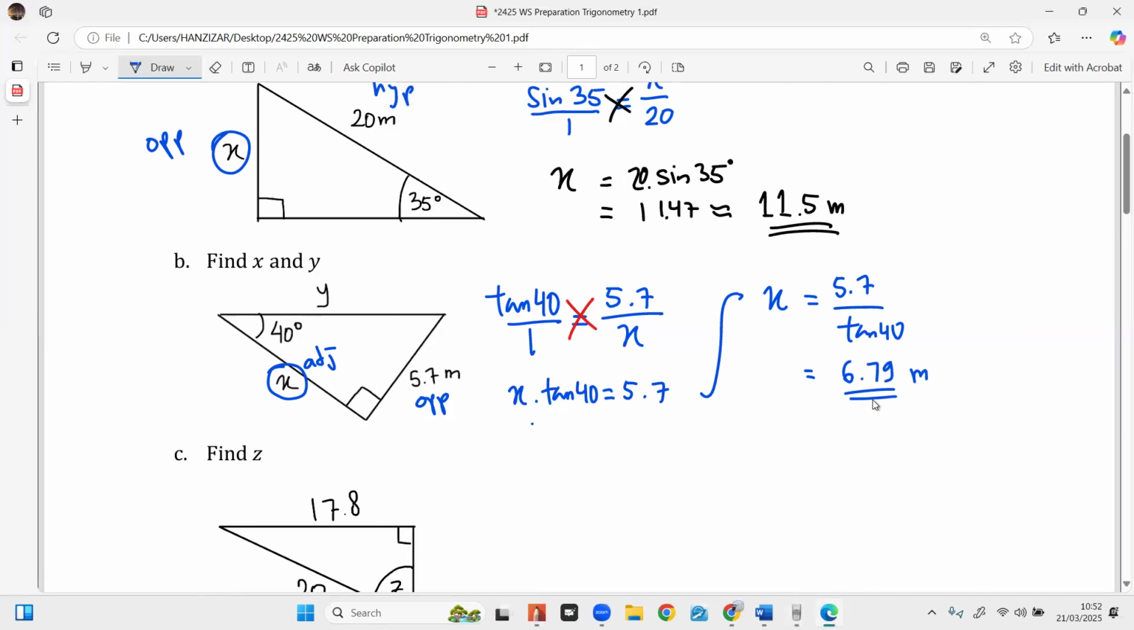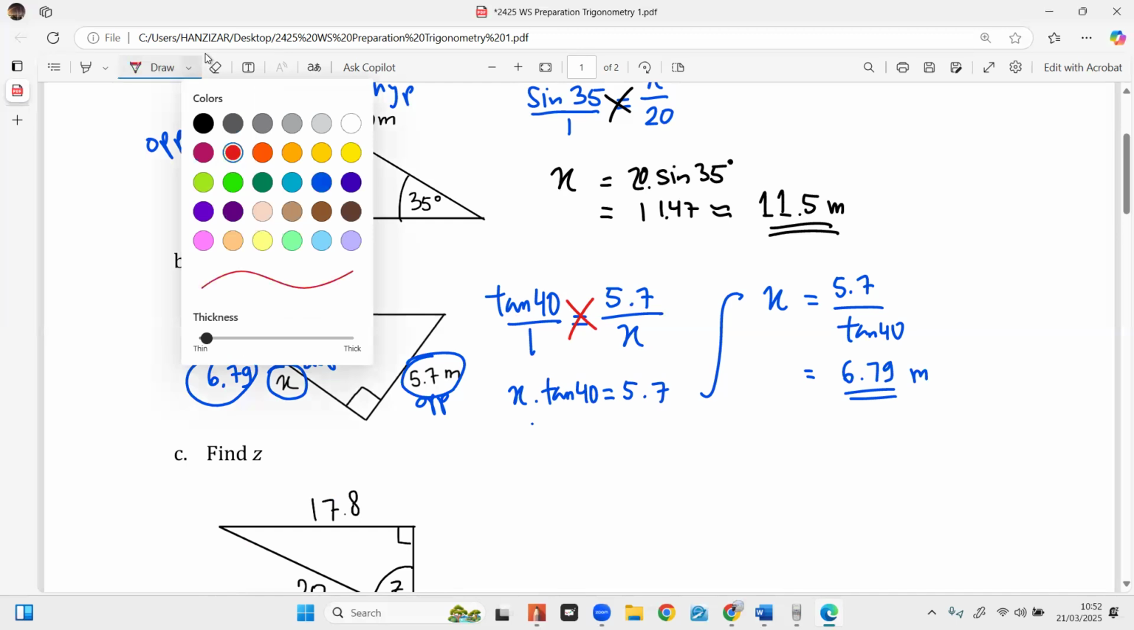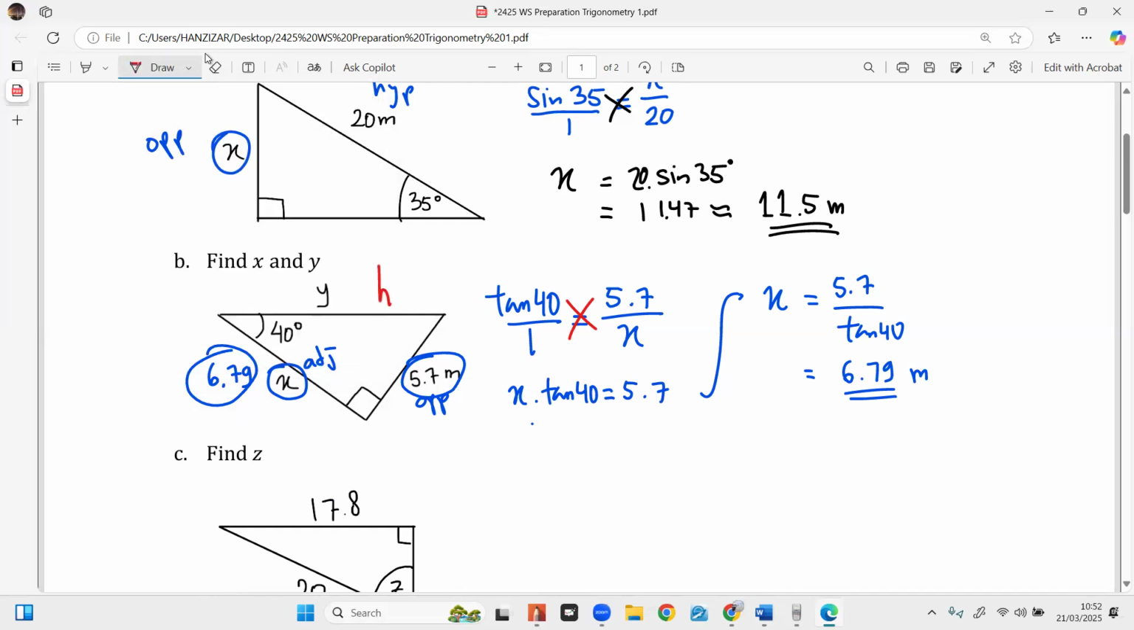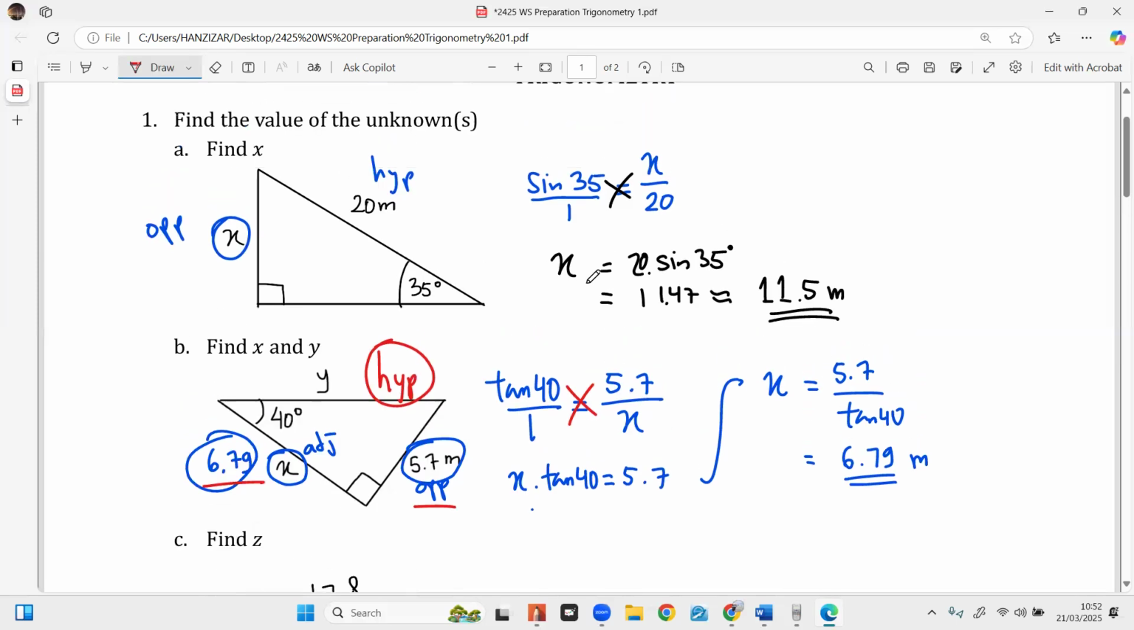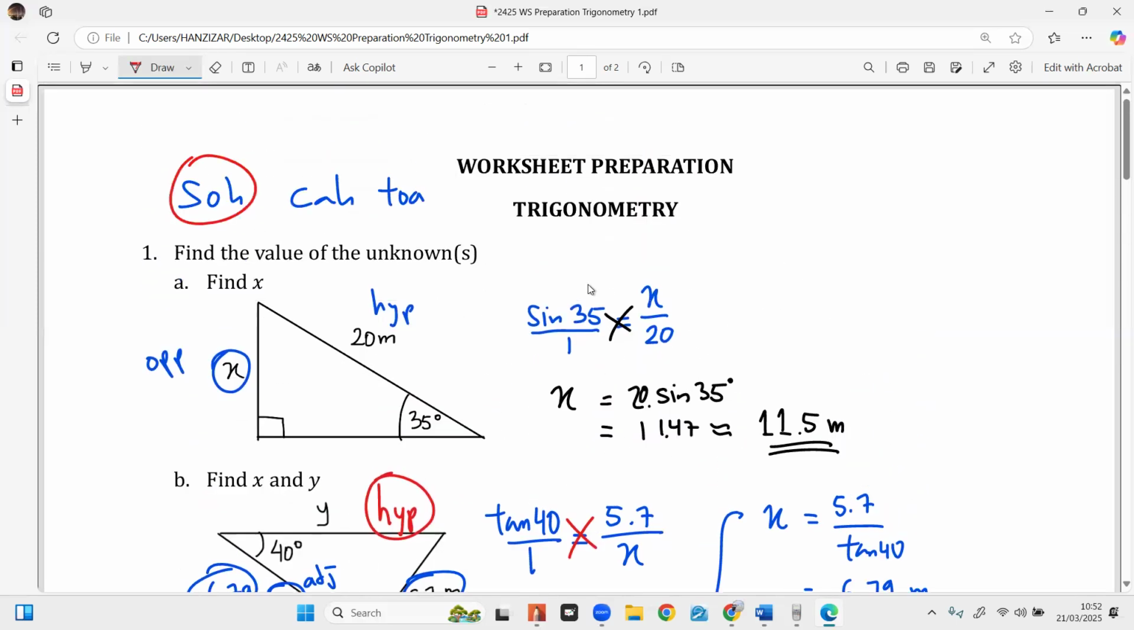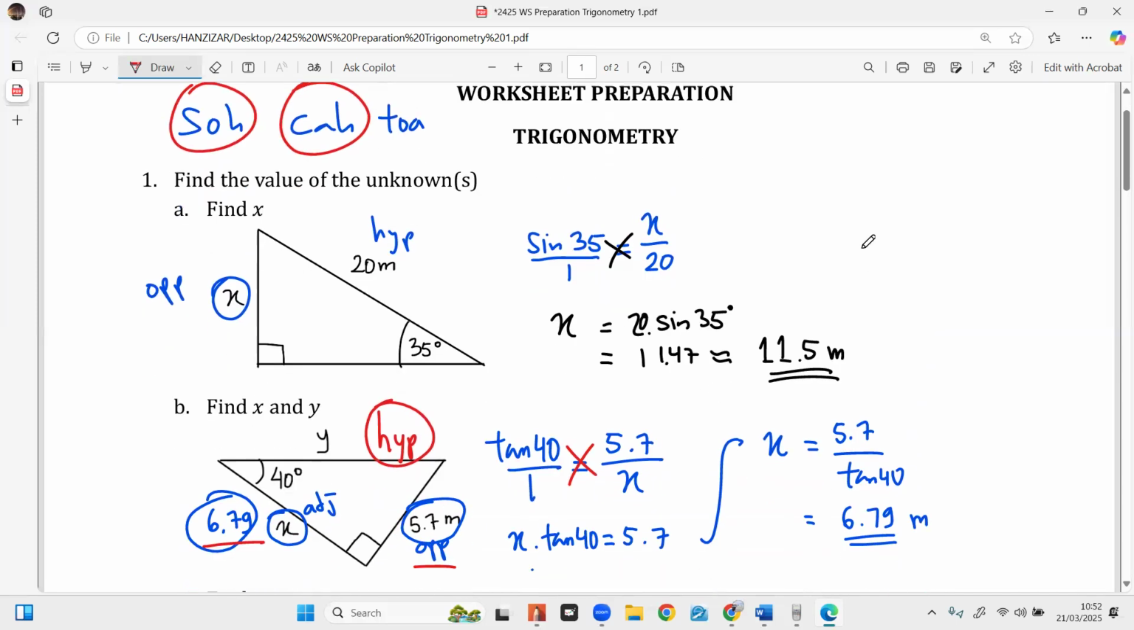Meter. Then to find y, we can choose either one. We already have the adjacent and opposite. You can use the Pythagoras rule, but I advise you to use the trigonometric rule. Either cos or sine, both of them are correct. This is the hypotenuse. We are finding the hypotenuse. We have both adjacent and opposite, so you can use sine or cos, depending on your preference. What do you want to use?